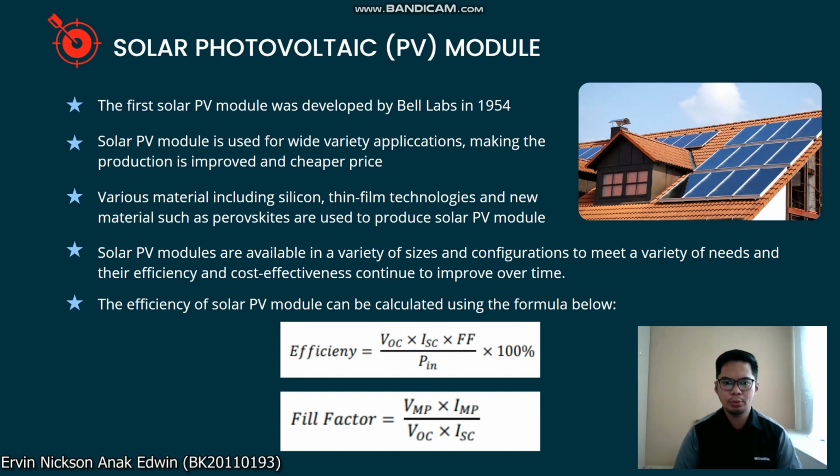The efficiency of the solar PV module can be calculated using the formula: open circuit voltage times short circuit current times FF, fill factor, divided by power input times 100%. Meanwhile, the fill factor we can determine by maximum power voltage times maximum power current divided by open circuit voltage times short circuit current.